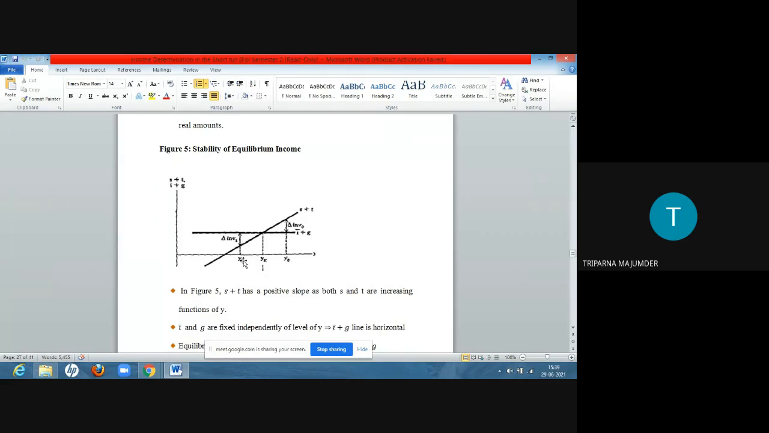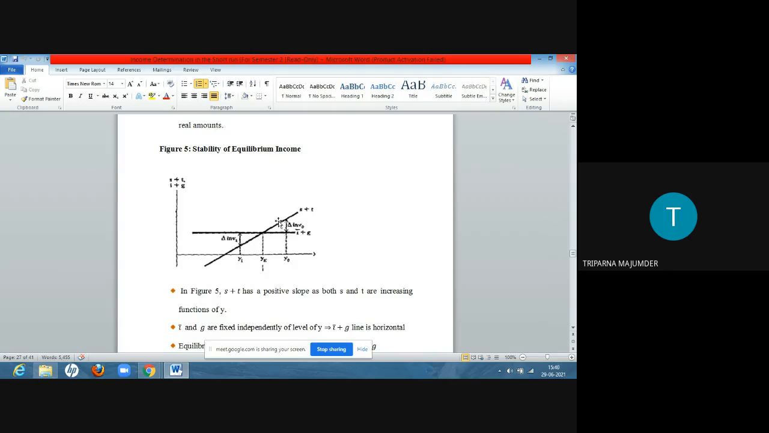Now, if the income level is below the equilibrium level, that is at Y1, what happens? Here, demand is greater than what the sellers thought it would be, as a result of which their stock of inventories declines, as a result of which what happens? They increase production and we move towards the equilibrium level of income.